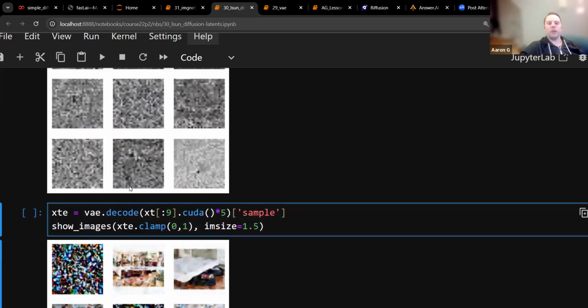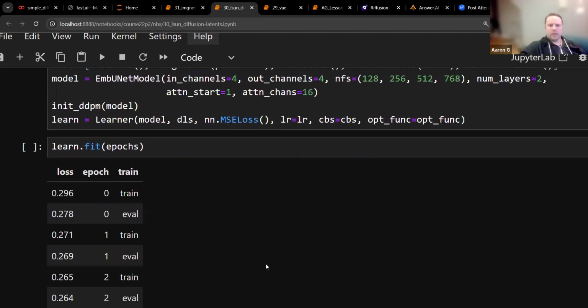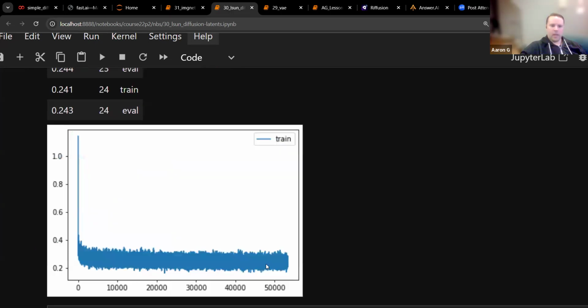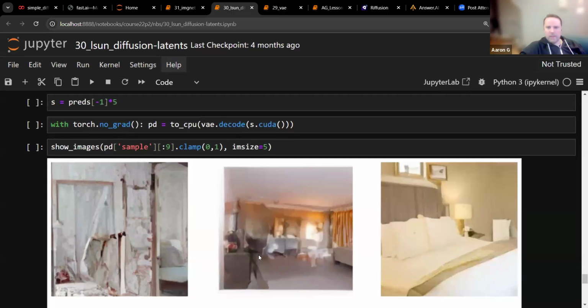Oh, we're decoding the random noise. So this is just the noisified, untrained images, just to see what they look like. Yeah, and so then we train, and let me zoom back out a little bit.